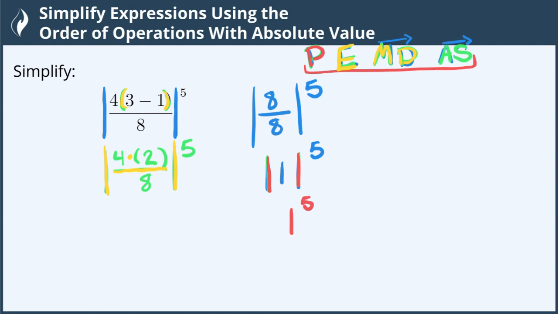And now we can bring down the 5, and now we can evaluate that exponent on the outside, since I have now finished all of the grouping of the absolute value on the inside, which was our first P, or parenthesis. Now I have 1 to the 5th. This means 1 times 1 times 1 times 1 times 1. 1 times 1, 5 times, still gives me 1. And this is all simplified to 1. And now we're all done.